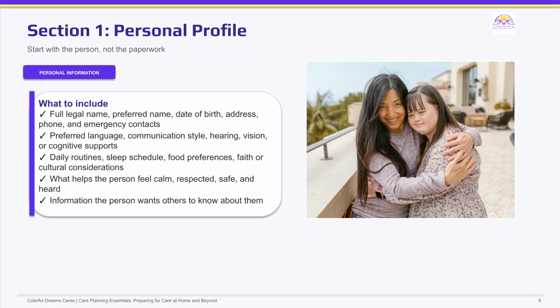Section 1 is the personal profile. Start here, with the person rather than the paperwork. Include their preferred name, communication style, daily routines, and what makes them feel respected and safe. This human element is vital for providing dignified care in any setting.